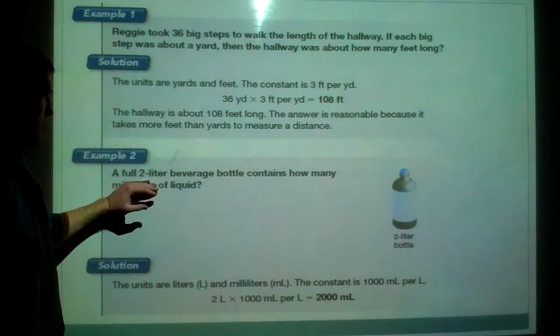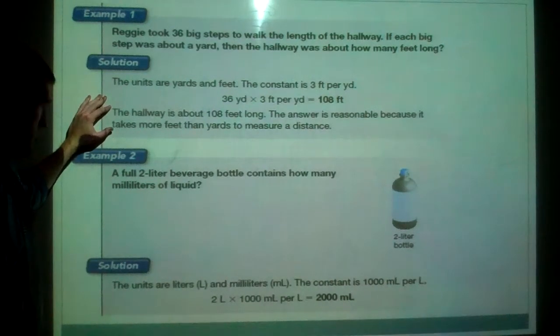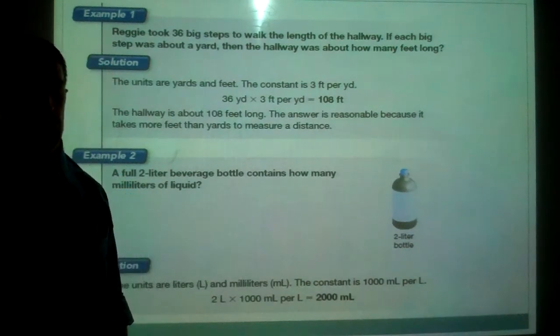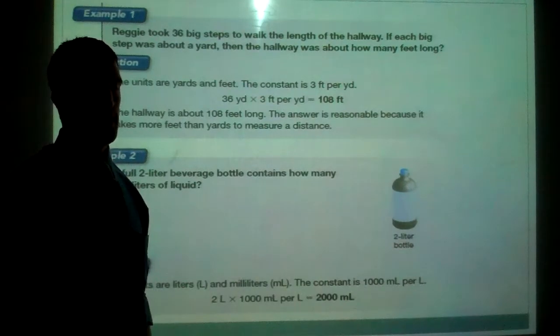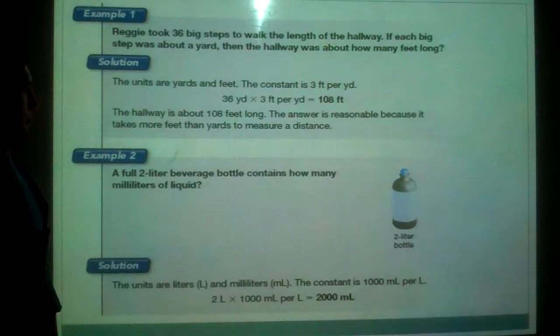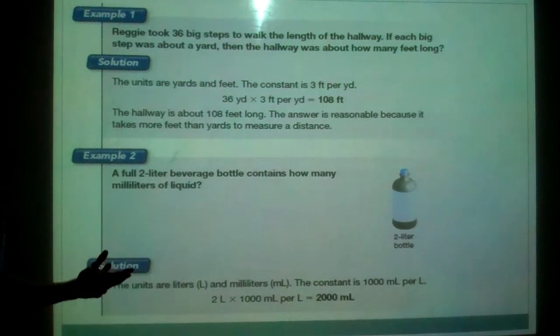Full 2-liter beverage bottle contains how many milliliters of liquid? Well, we've got 2 liters, and there are 1,000 milliliters in 1 liter. So we double that, and we get our 2,000 milliliters. Just a couple quick examples. I wanted them to see how to solve the 2 examples in there.